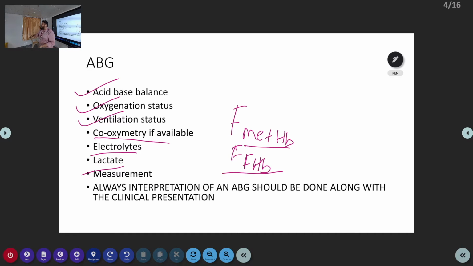Because we are getting a lot of other information. We are getting the electrolytes also. We are getting the lactate also. We are getting the creatinine. We are getting the bilirubin. Rather than the acid-base status, we are getting some other information also.